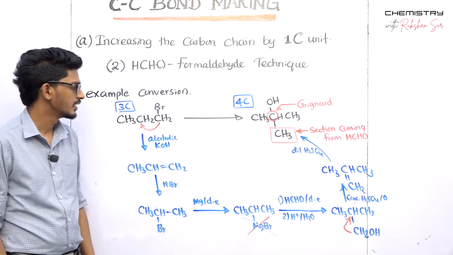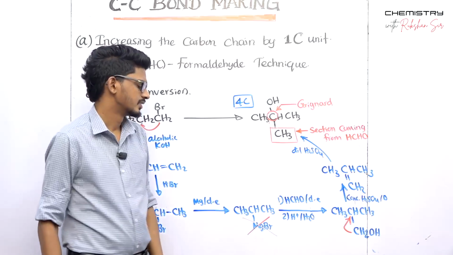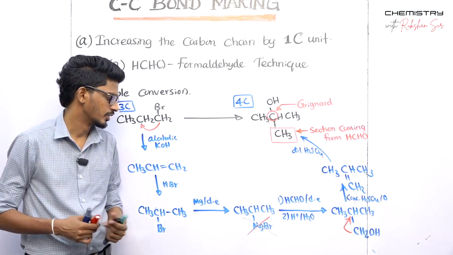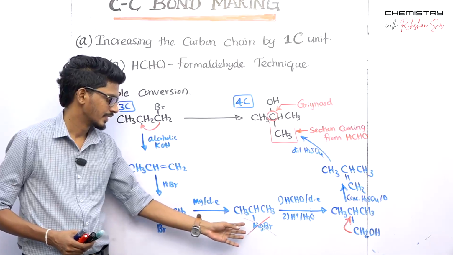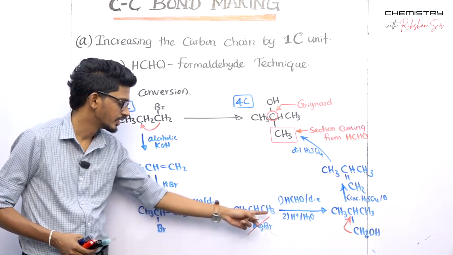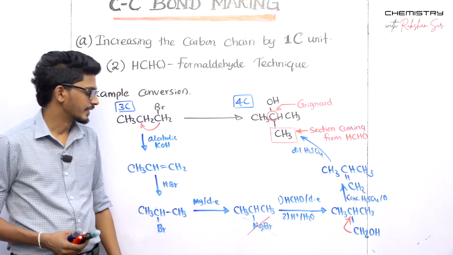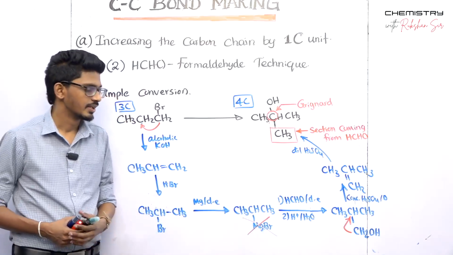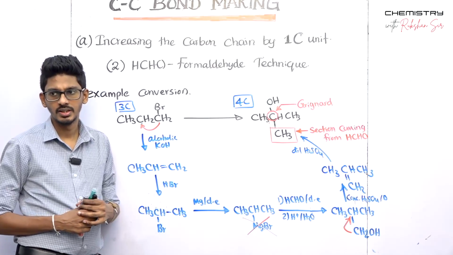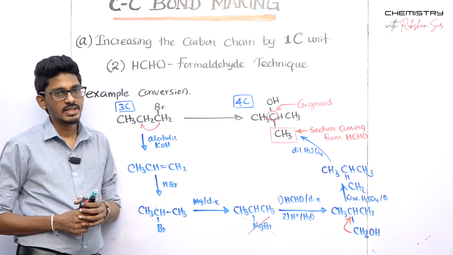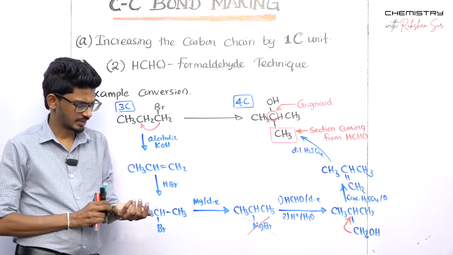Right, so it's just a simple conversion. If you know the technique, this is very easy, right? Not that hard, right? So here some CH2OH section will be connected to the carbon which earlier carried the MgBr, right? So this is the formaldehyde technique.